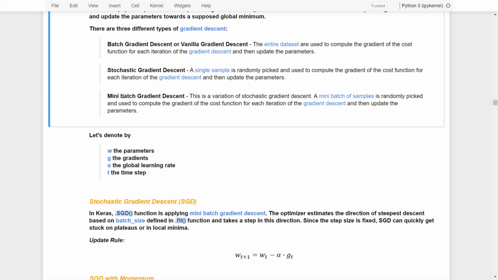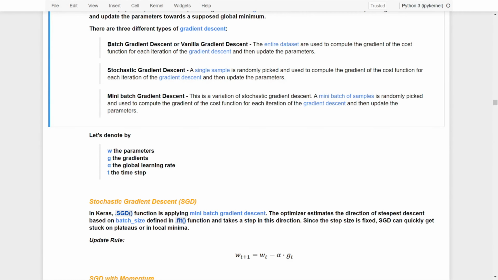The final one is mini batch gradient descent. This is a variation of stochastic gradient descent. A mini batch of samples, which is a subset of the entire dataset, is randomly picked and used to compute the gradients of the cost function for each iteration of the gradient descent, and then updates the parameters.